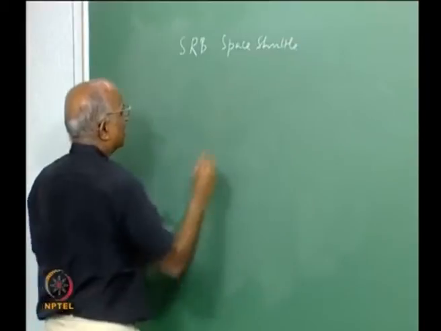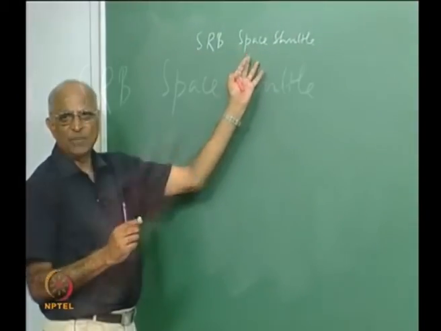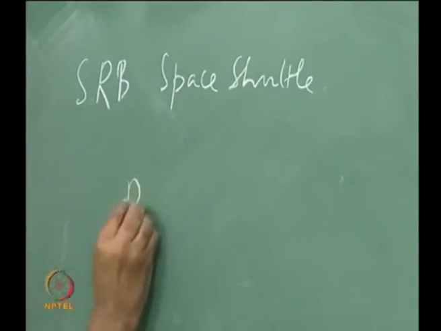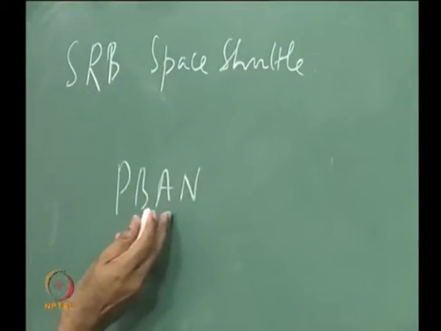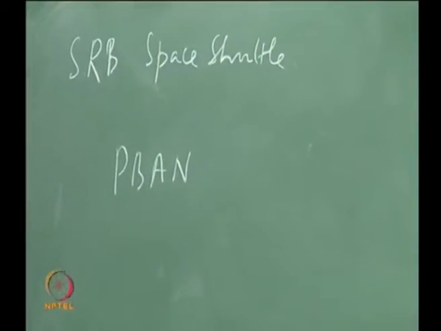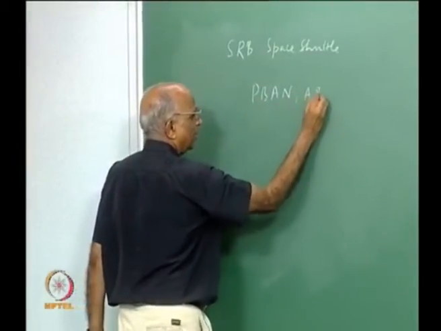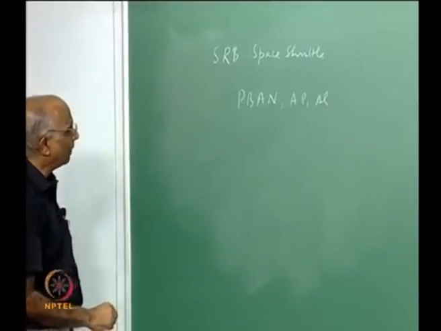Our interest in this is the solid rocket boosters for the space shuttle in USA, which are by far the world's largest solid propellant rockets. It uses polybutylene acrylic acid acrylonitrile (PBAN) as a propellant. This is the fuel binder. Of course, it contains AP and a large amount of aluminum, as in all solid propellant rockets.